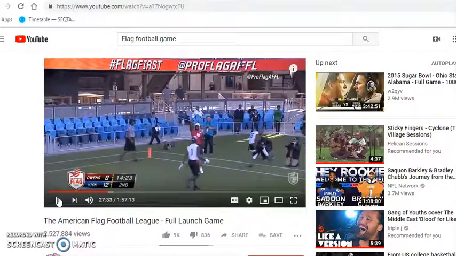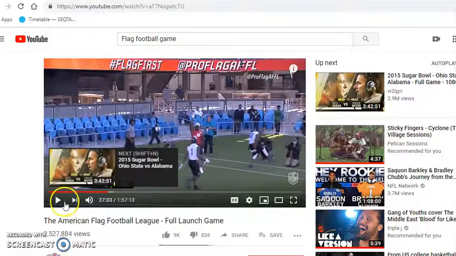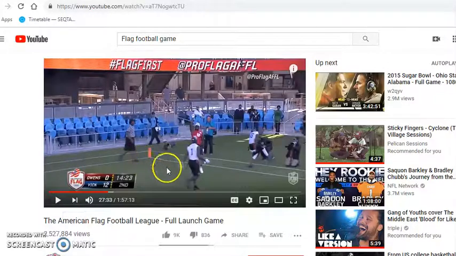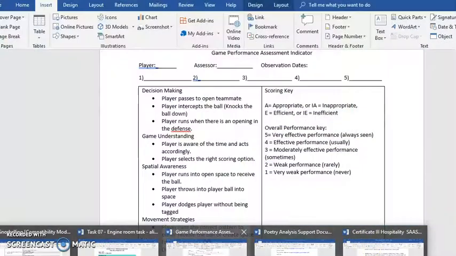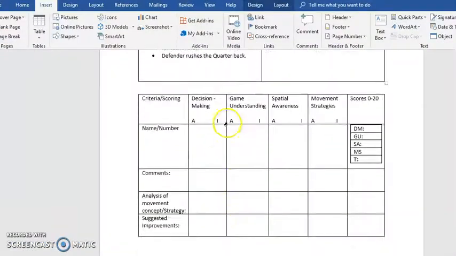In that instance, that was a poor decision by the quarterback. Because he threw the ball nearly to an intercept instead of throwing it high like this guy is indicating, you go to your game performance assessment indicator, go down to decision making, and put one down for poor.